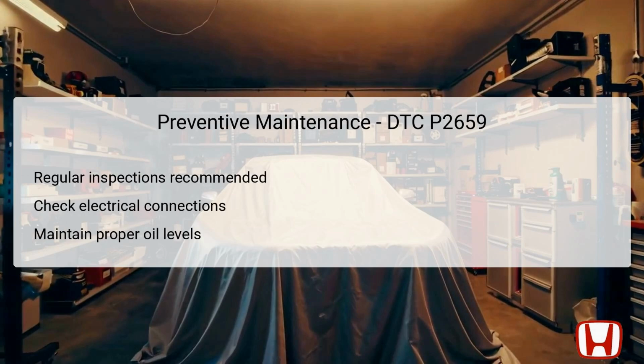To prevent the recurrence of issues related to DTC P2659, implementing regular maintenance checks is essential. Technicians should recommend periodic inspections of the rocker arm oil control solenoid and associated wiring for any signs of wear or damage. It is also crucial to check for corrosion and ensure that all electrical connections are tight and secure.